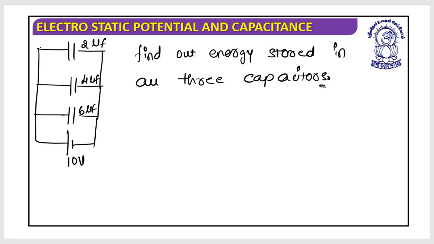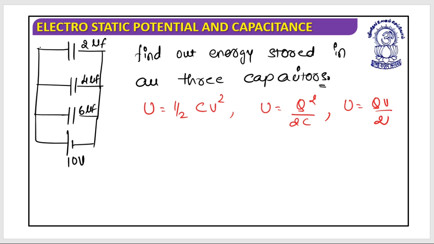Now, what are the options? First, I need to check out the options. First is U is equal to half CV square. Another is U is equal to Q square by 2C. And the third option is U is equal to Q into V by 2. I can use any of these, but which will help me get it done in an easy and fast manner?